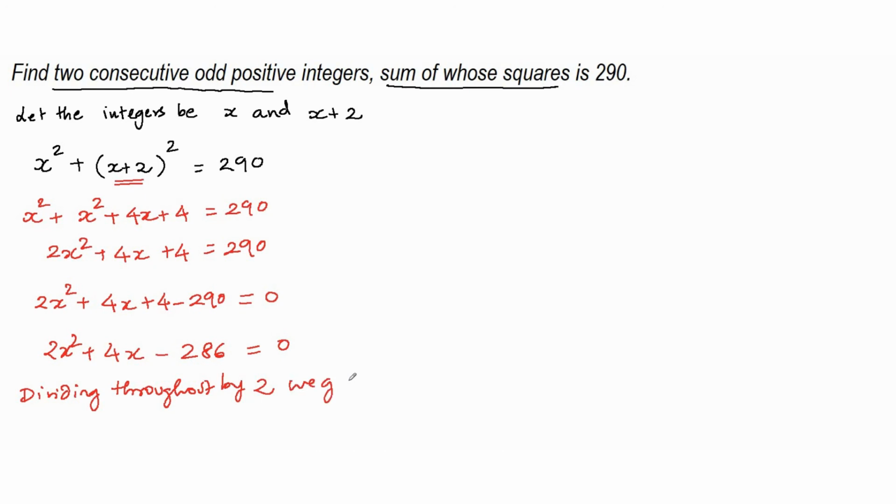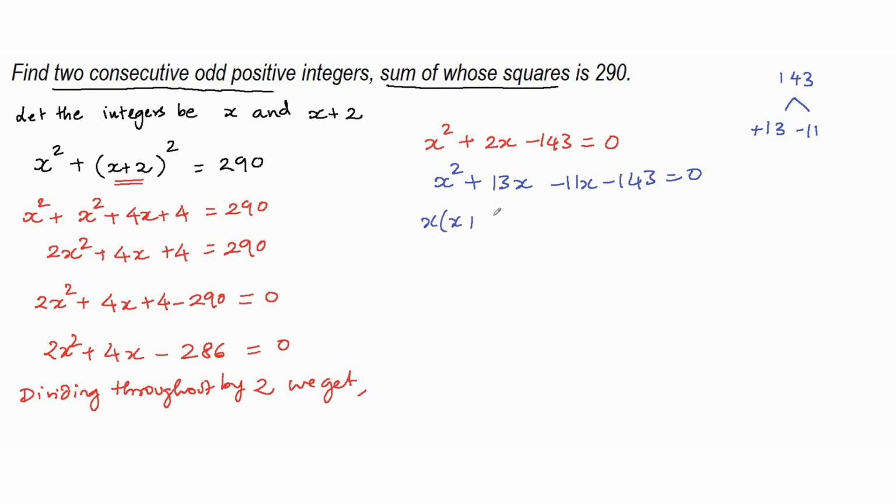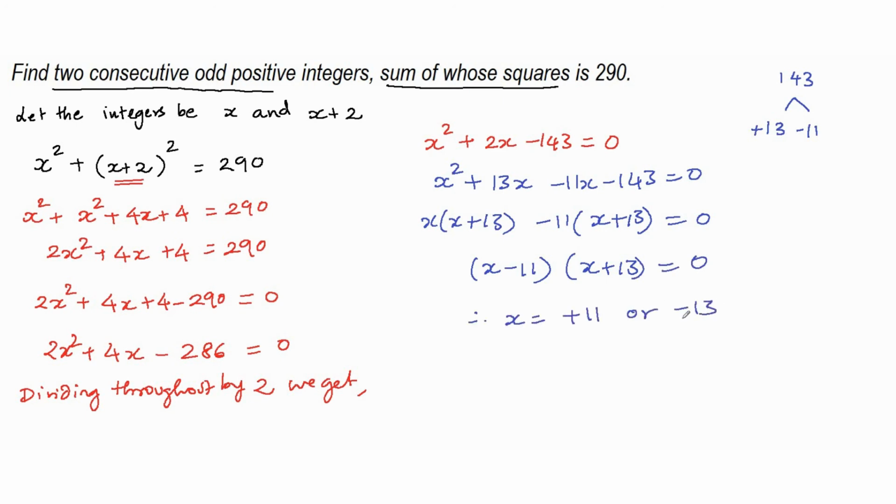what we get is x square plus 2x minus 143 is equal to 0. So now we need to split 143 into two parts. I believe it is 13 elevens, and it is positive 2, so positive 13 and negative 11. So x square plus 13x minus 11x minus 143 is equal to 0, which means x into x plus 13 minus 11 into x plus 13 is equal to 0, or x minus 11 times x plus 13 is equal to 0. And therefore the value of x is positive 11 or negative 13.